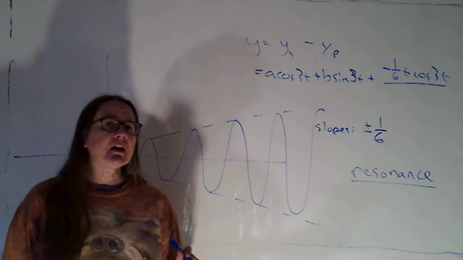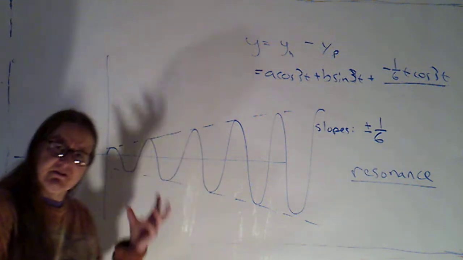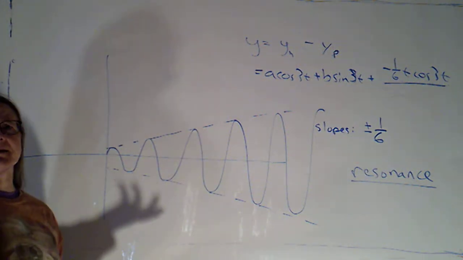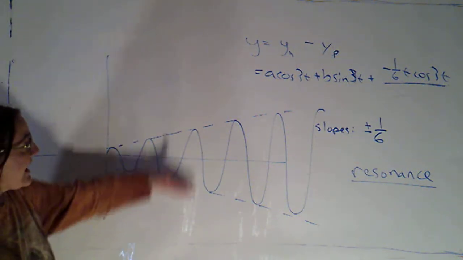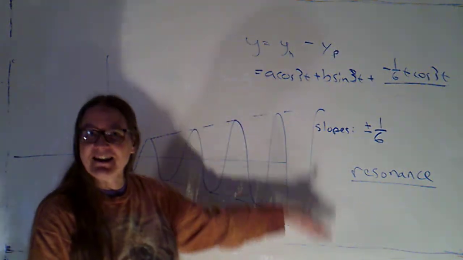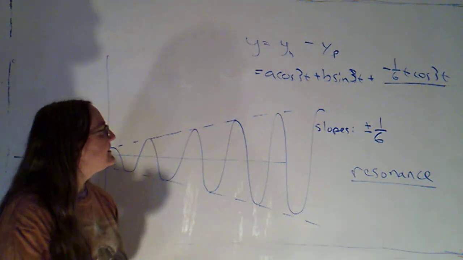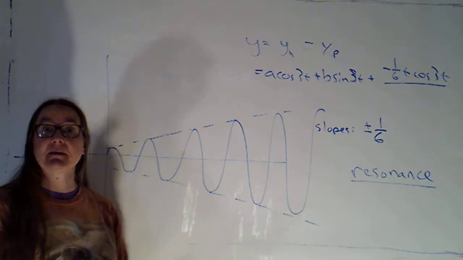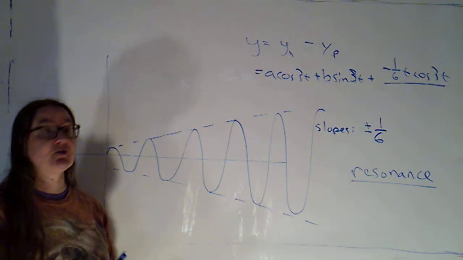Something that can be good is if you have a radio signal and it's really faint, but they're playing your favorite song. So you want to amplify the radio signal so that you get to hear it a little bit better. That can be something where we have resonance that we're trying to achieve.